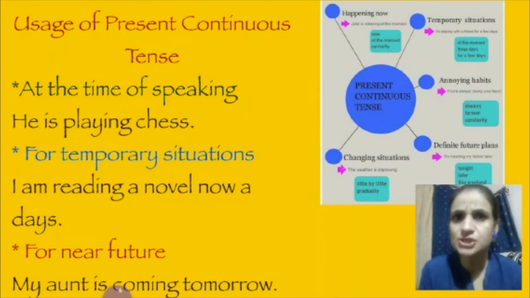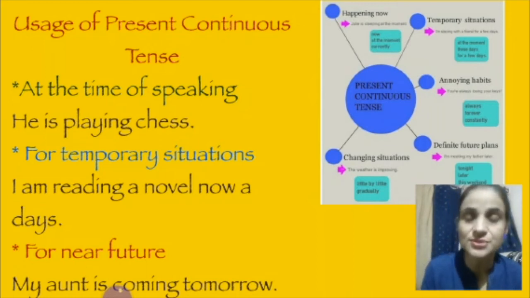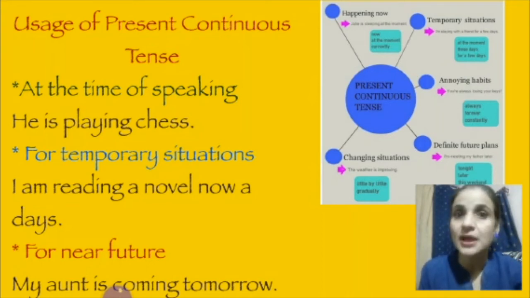For temporary situations, I am reading a novel nowadays. In this continuous process, I am reading a novel. And sometimes present continuous tense is used to show the nearest future action also. Like my aunt is coming tomorrow. I am going to London tomorrow. Like that. So in these situations, present continuous tense is used.